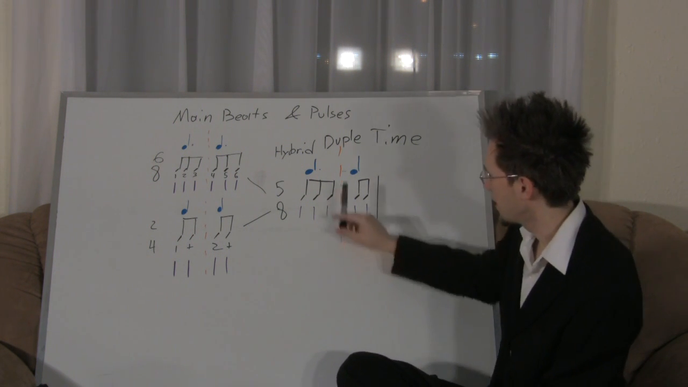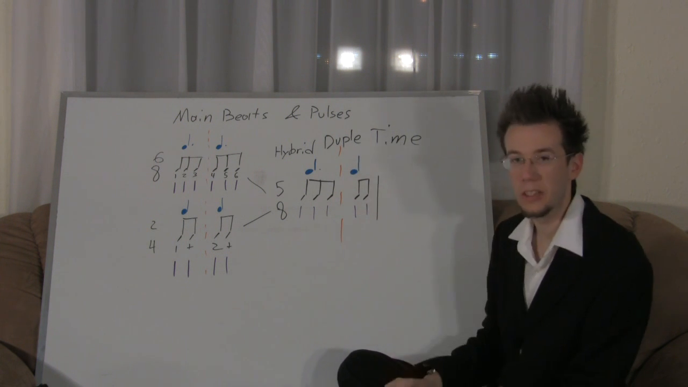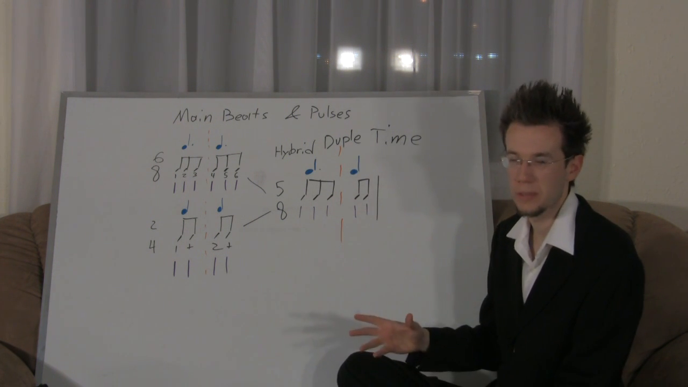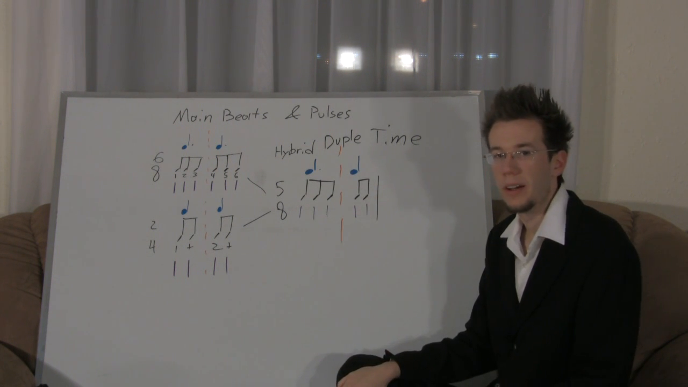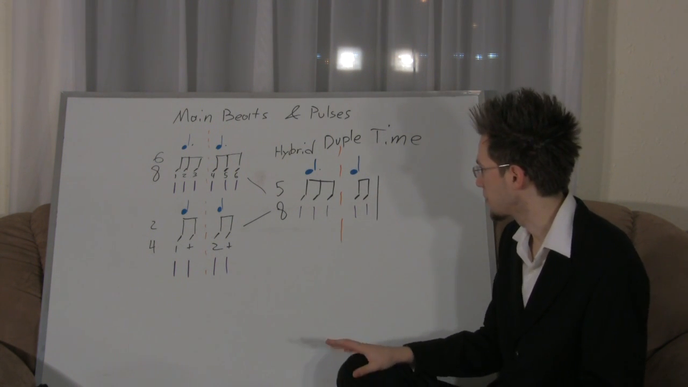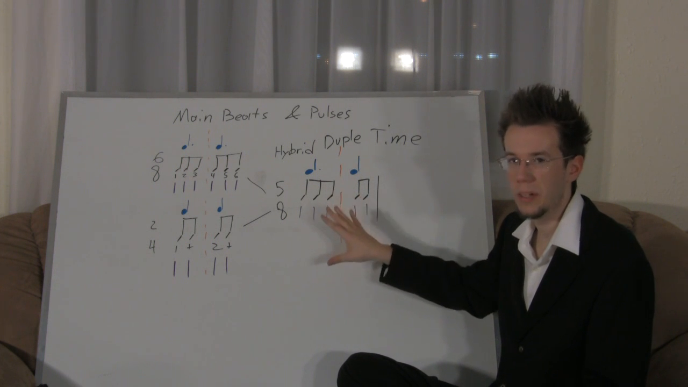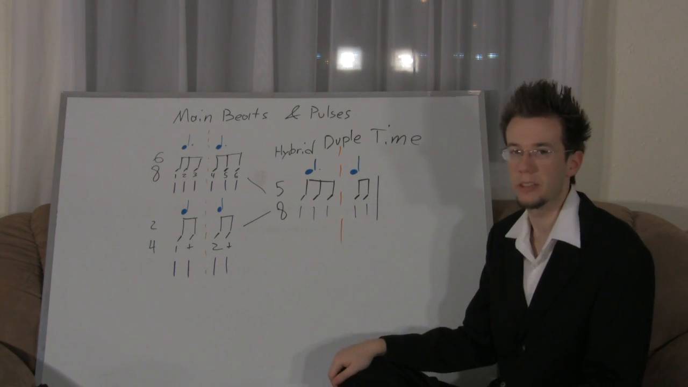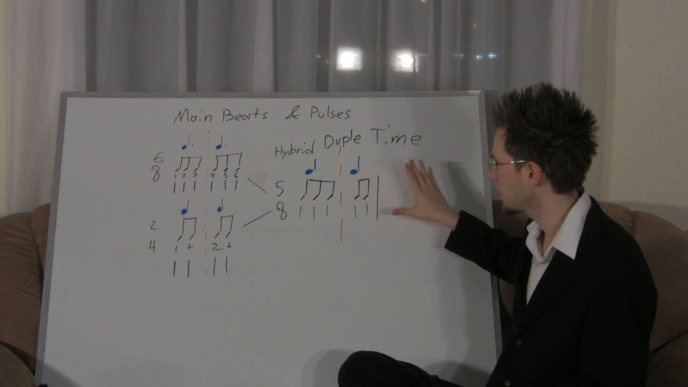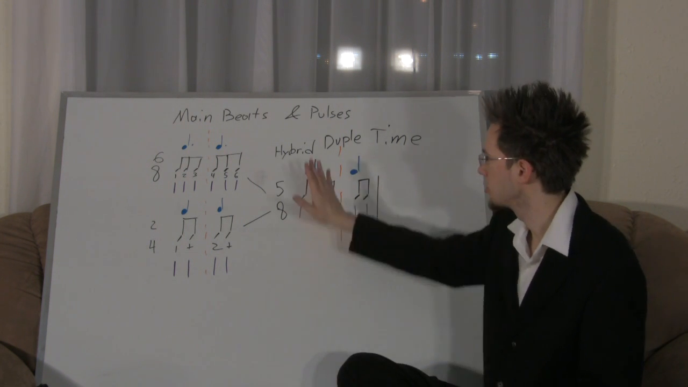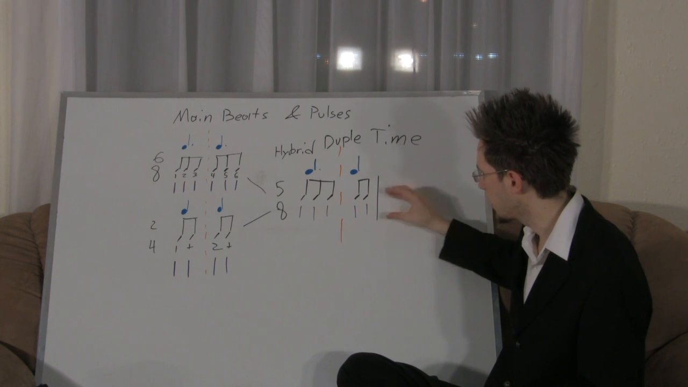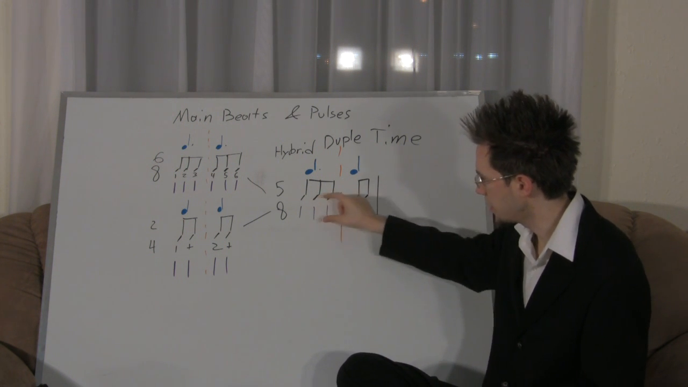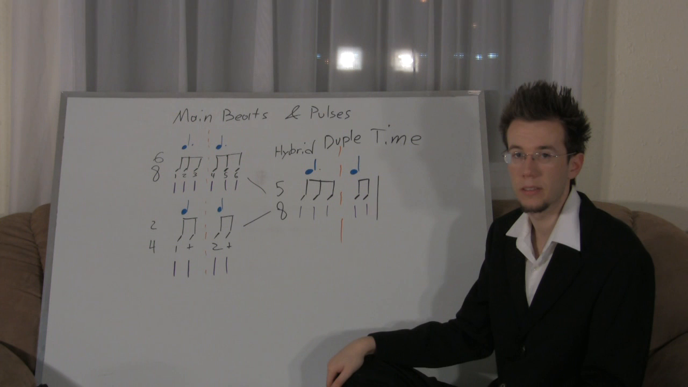Okay, so see this? Duple means two, or it comes from the meaning of two. And we have two parts to this, okay? So that's a very important factor because it's going to be the main point of hybrid time signatures: you're going to be looking at how many parts there are and what the main beat is doing. So this is one main beat and this is another. But if you look more closely, like microscopically, then you see little beats inside each of these main beats.